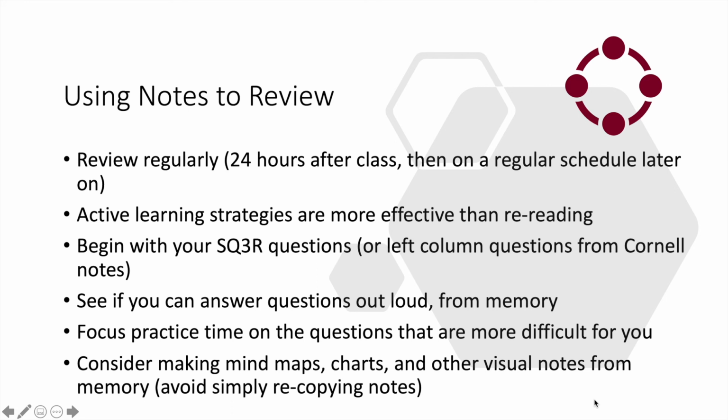The first one is to review regularly. It's often optimal to try and review once 24 hours after class, at least. So within that first day after class, and then on a regular schedule later on. If you were using the Cornell method, that initial review right after class would be the time that you do your left margin with your keywords and your summary. And then you're going to want to come back to those notes later on.